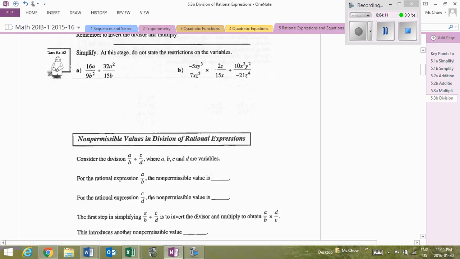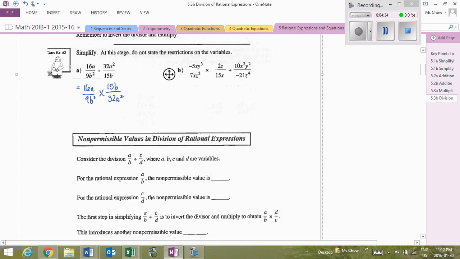So we check 16a over 9b squared. Can that fraction be simplified? No. Same thing with 32a squared over 15b. No common factors, so I'm going to just go ahead and reciprocate and multiply. So 15b over 32a squared.